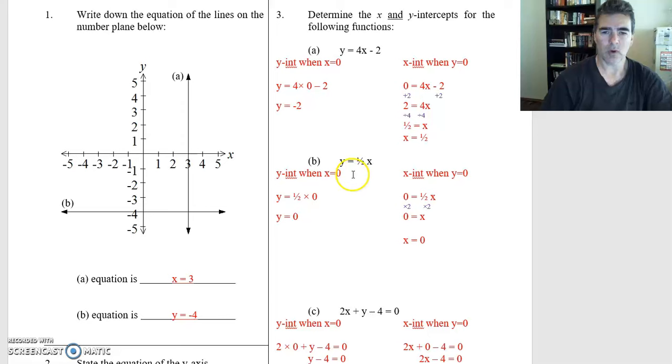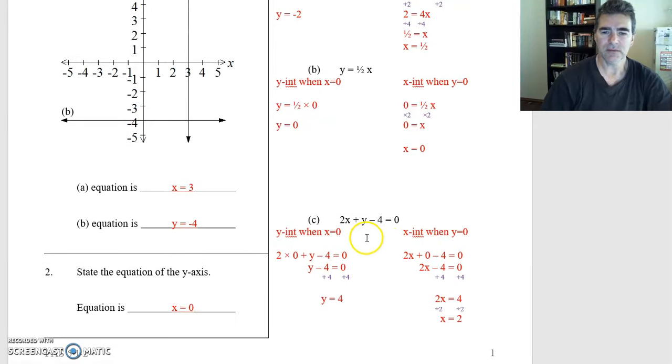For the next function, y equals a half x. Substituting x is 0, so a half times 0 gives me 0. So it cuts the y-axis at 0. And the x-intercept, I substitute in y is 0. So 0 equals a half x. Multiply both sides by 2 to get rid of the fraction. So I get 0 times 2 is 0, and 2 times a half is 1. I don't need to write the 1. So x is 0. So it actually cuts the y-axis at 0 and x-axis at 0, which is the origin.